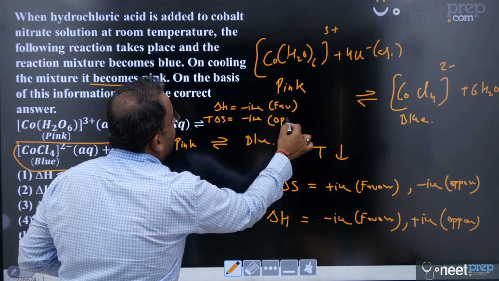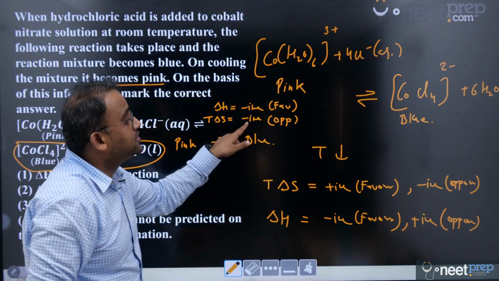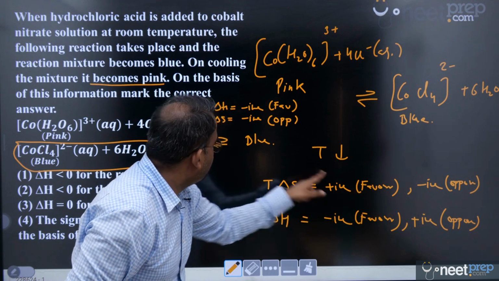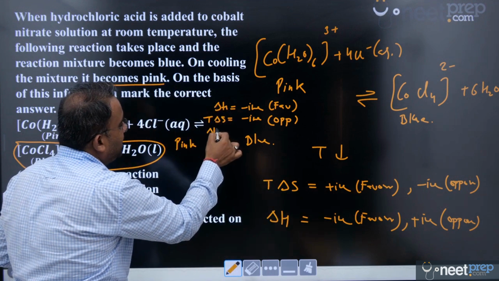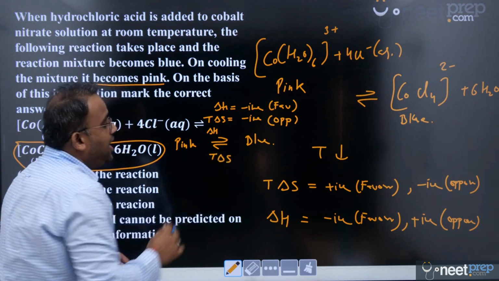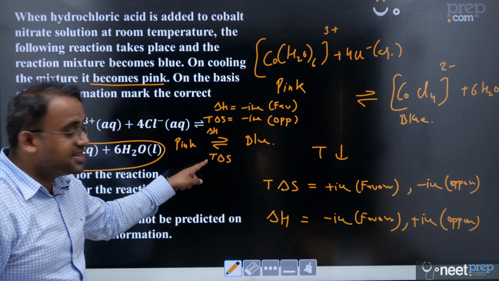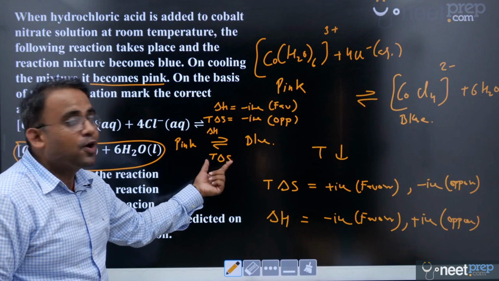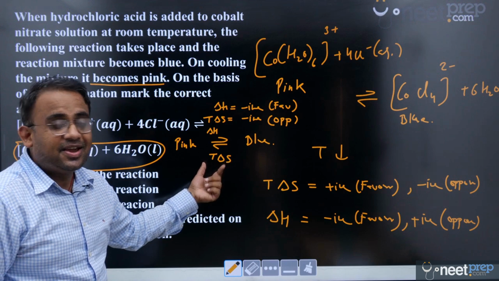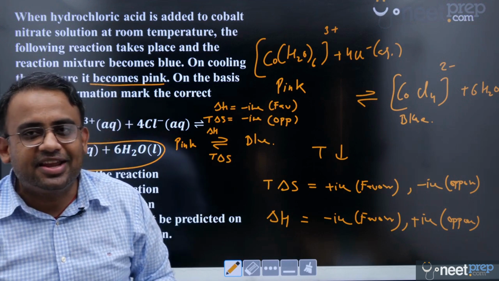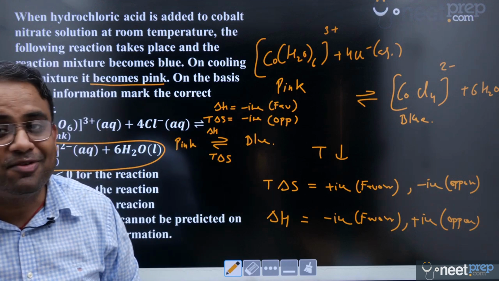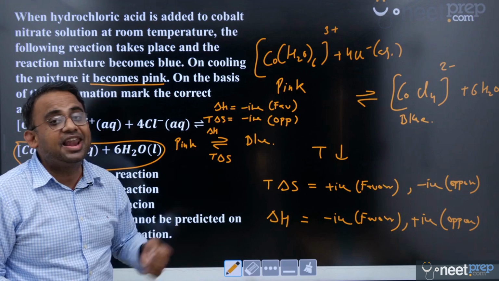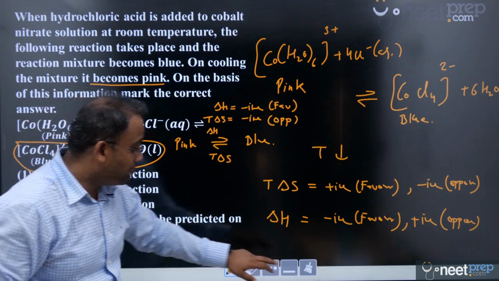It is favoring my backward process because it is opposing my forward process. It is opposing my forward process. So delta H will be here, delta S will be here. If I decrease temperature in this case, now the magnitude of T delta S will decrease. If the magnitude of T delta S will decrease, the backward process will not be favored. Backward process will be less favored. So there is a less probability of getting a pink color.